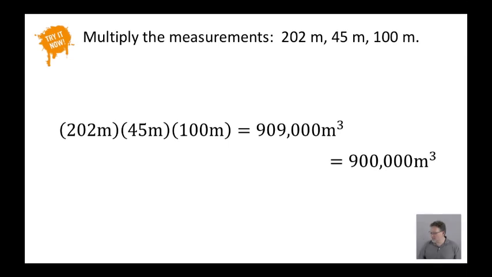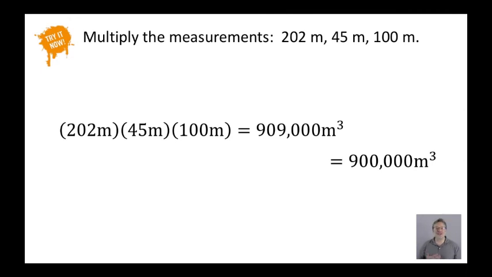Welcome back. Well, in this case, we had three measurements, 202 meters. Both of the 2's in that measurement are significant, and the 0 in between them is significant. Three significant figures. 45 meters was the second one. That's 2 significant figures. But wow, how disappointing. That third measurement has only 1 significant digit in it. So the 1 in the 100, only 1 significant digit. So as we do the multiplication here and get 909,000 cubic meters, we have to round that off to a single significant digit. That's 900,000 cubic meters.